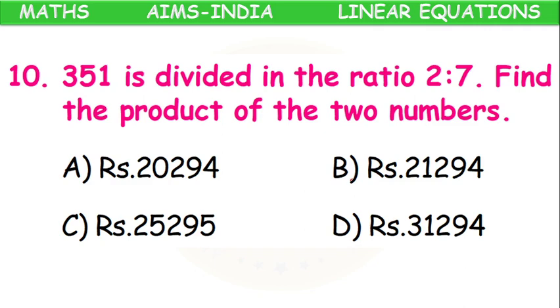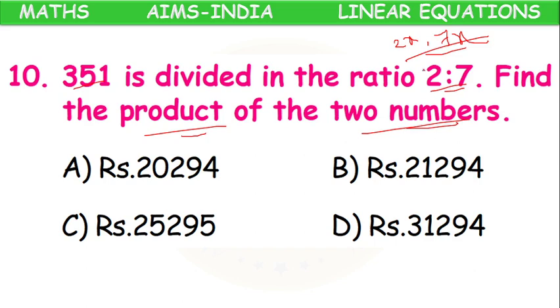Next question. 10th question. 351 is divided in the ratio of 2:7. Means one part is equal to 2x, other part equal to 7x, like that, two parts. So find the product of two numbers.